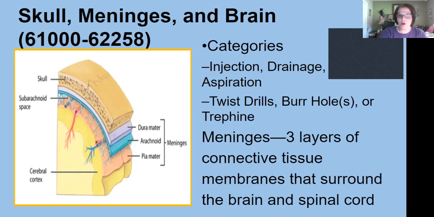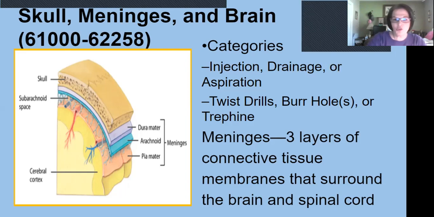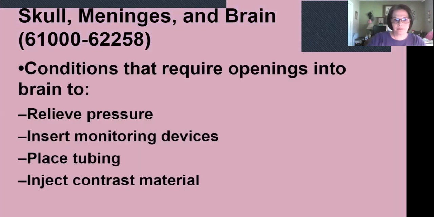The categories are injection, drainage, or aspiration, twist drills, burr holes, or trephine. Meninges are 3 layers of connective tissue membranes that surround the brain and the spinal cord. And again, you have your little picture here that you can refer to.